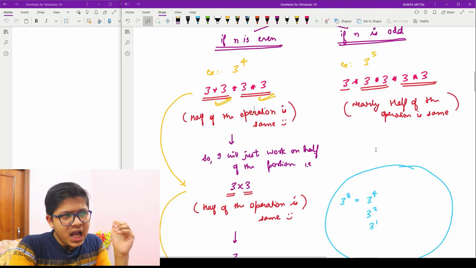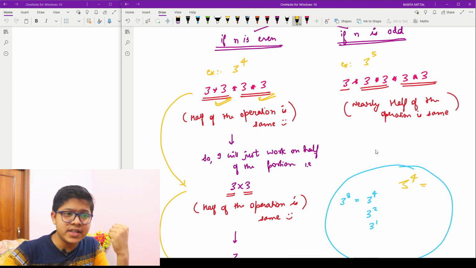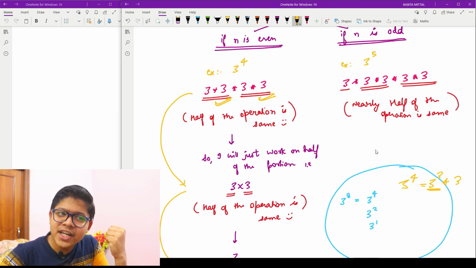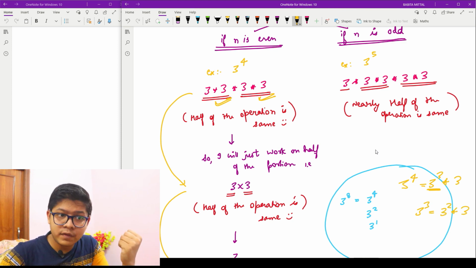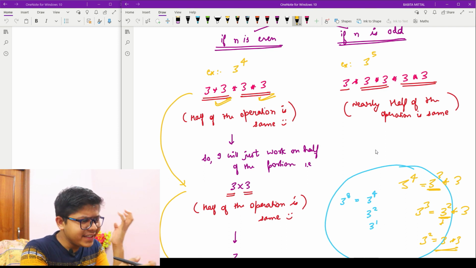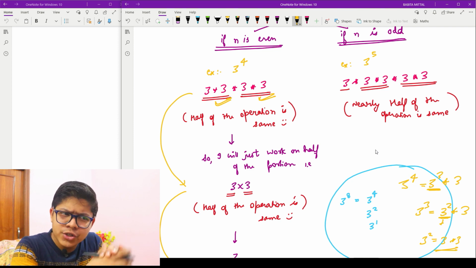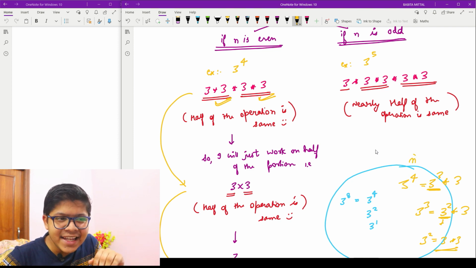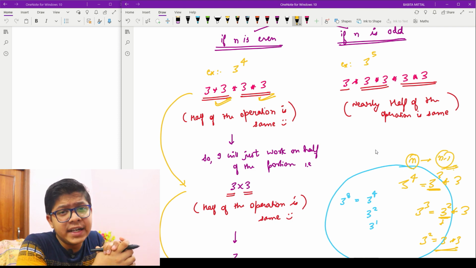See, earlier, if you needed to find 3 raised to the power 4, what you were worrying about is 3 raised to the power 3, and then you multiply by 3. To find 3 raised to the power 3, you were worrying about 3 raised to the power 2 and then multiplying by 3. For finding 3 raised to the power 2, your worry was 3 into 3, right? So for finding 3 raised to the power 4, you are worrying about just the previous state, which means 3 raised to the power 3. So for finding the nth power, you are worrying about the n minus 1th power. So it was taking O of n time.